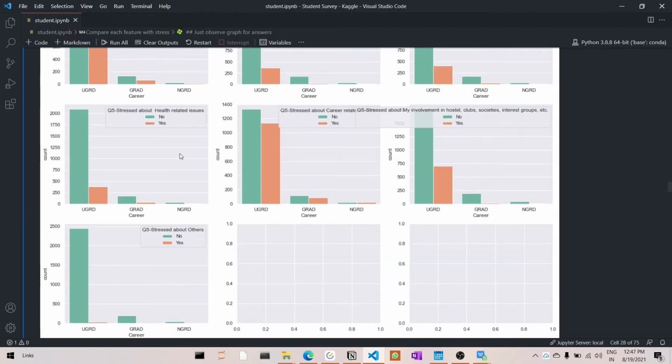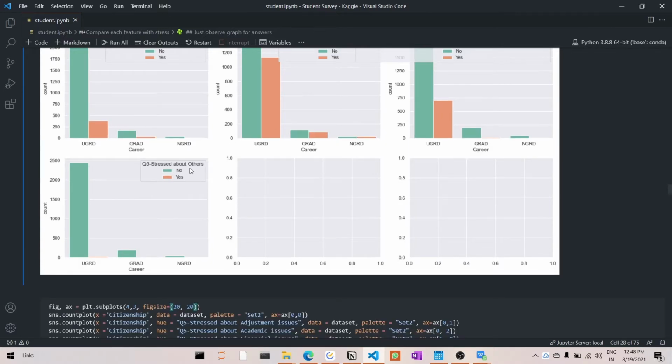Then stress about health related issues. Then we can see stress about career related issues. So you can see the undergraduate students have more stress about their career. Then you can see the stress about involvement in various events. And then you can see stress related to other categories.